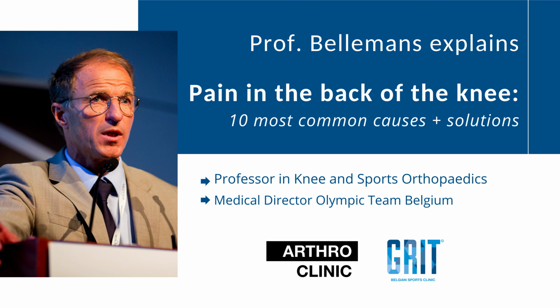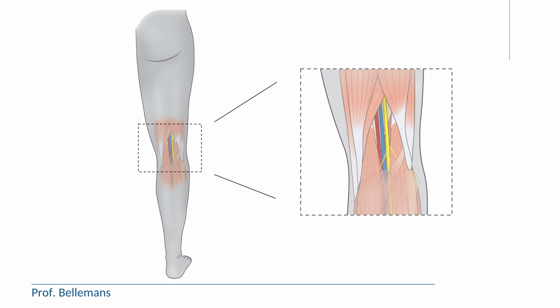The backside of your knee is a complex region where many anatomic structures cross each other. It is therefore not always easy to pinpoint the exact problem when it hurts. However, if you are able to locate the pain exactly and how it irradiates, it is often possible to come to the correct diagnosis and to decide on the appropriate treatment plan.